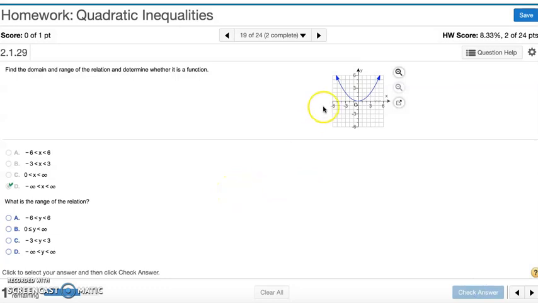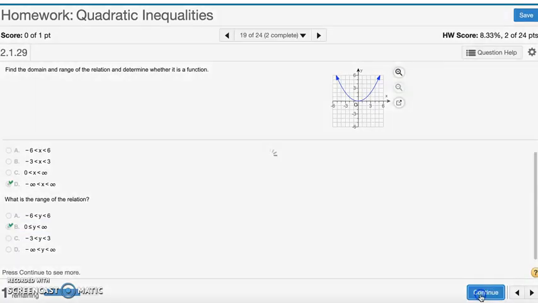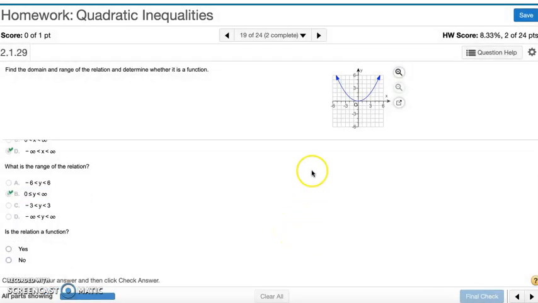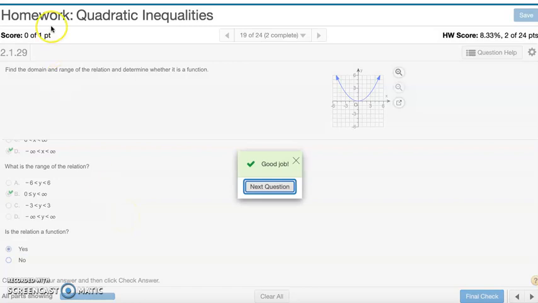The range we see starts here, but then goes up here forever, but it doesn't go down here at all. So this is 0, so it's greater than 0. That means it goes from 0 to positive infinity. And is it a function? Well, it passes the vertical line test, so we're going to say yes, it is a function. And that's number 19.